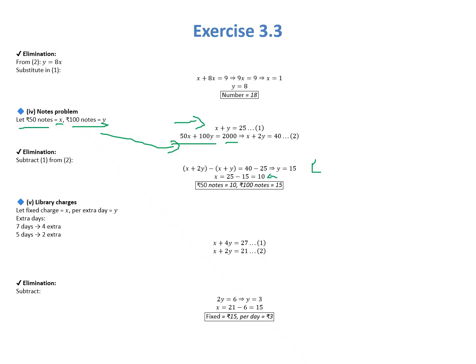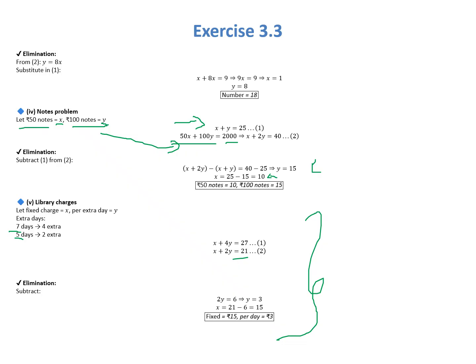So if somebody is using a library book for 7 days, then the extra charge would only be for 4 days, because the fixed charge will apply for the 3 days. Likewise, if somebody is using the library book for 5 days, then the extra charge will apply only for 2 days. So our first equation is that the fixed charge plus the extra charge of 4 days is equal to 27, and the fixed charge plus the extra charge of 2 days is equal to 21. When we solve both equations, we get the value of the fixed charge as well as the per day charge. So with this, largely we come to the end of this chapter.